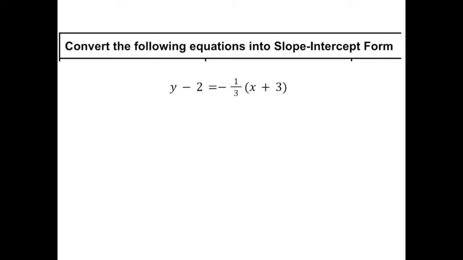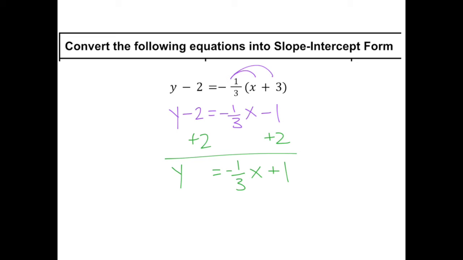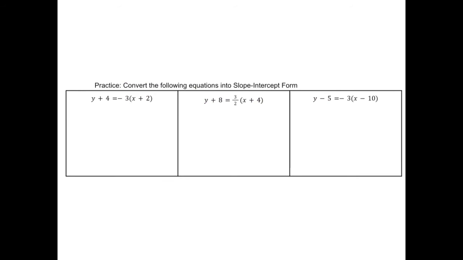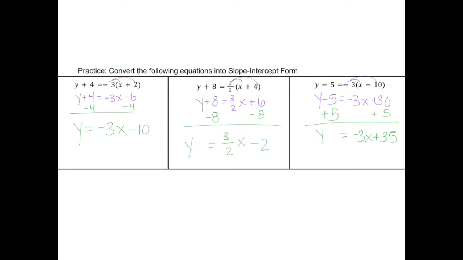Last one together here, we have another fraction. So again, please just use your calculator with this distribution. Then we have to add 2 to both sides. Y equals negative 1/3 x plus 1. Go ahead and pause the video and try these 3 on your own. Your answer should be in slope-intercept form, y equals mx plus b. That's how all of your answers should look. Go ahead and check your answers.